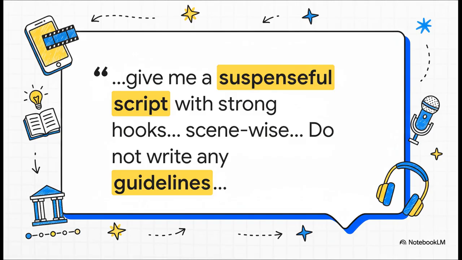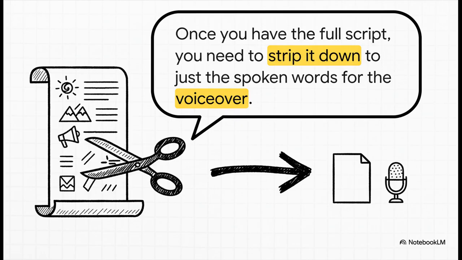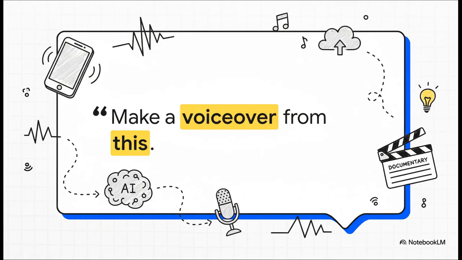Now this right here, this is the exact prompt we gave the AI. Notice how clear and specific it is. You can literally just swap out the topic with any story you want to tell. So go ahead, you might want to screenshot this to use for later. So once ChatGPT gives you that full script, and it'll have everything, scene descriptions, director's notes, the works, you need to strip it down to just the spoken words for your voiceover. But you're not going to do that manually, no way. You just give the AI this one simple command. Make a voiceover from this. And boom, the AI instantly reformats the whole script, gets rid of all the extra stuff, and leaves you with a clean, ready-to-go voiceover text.